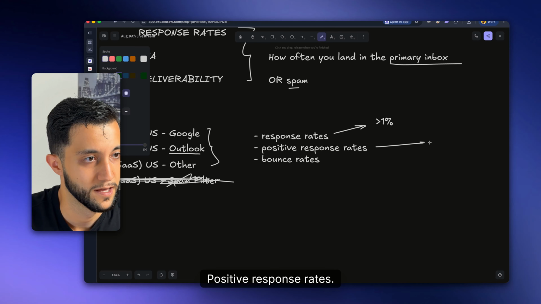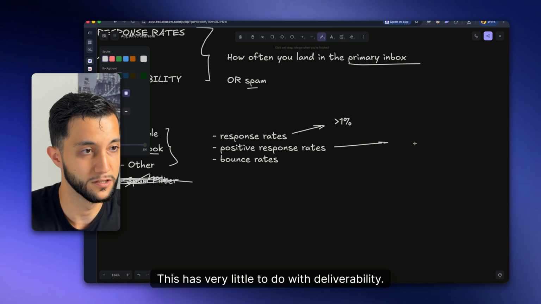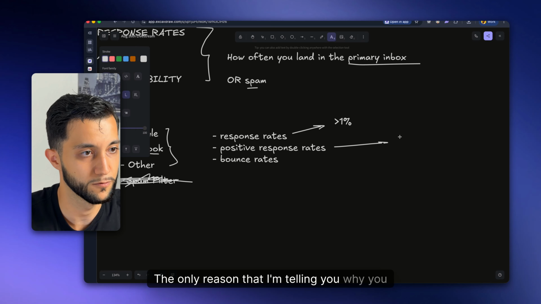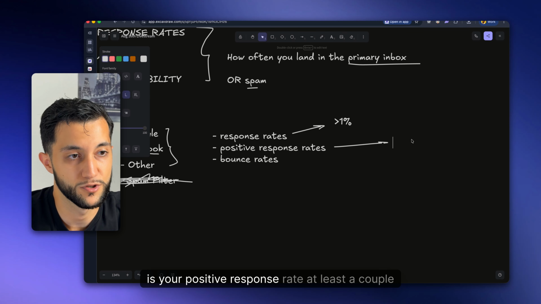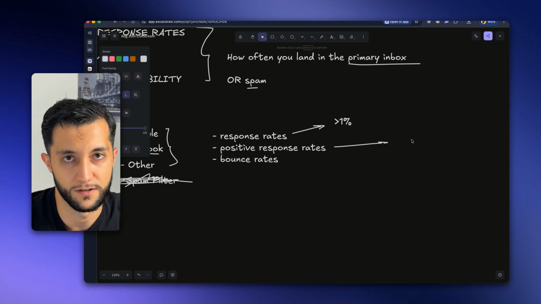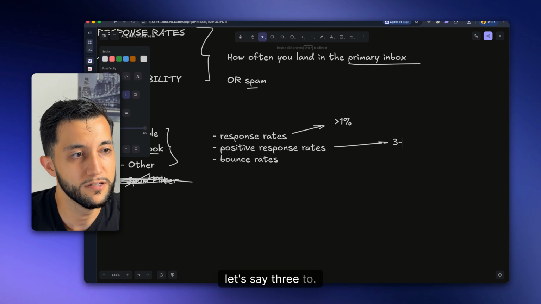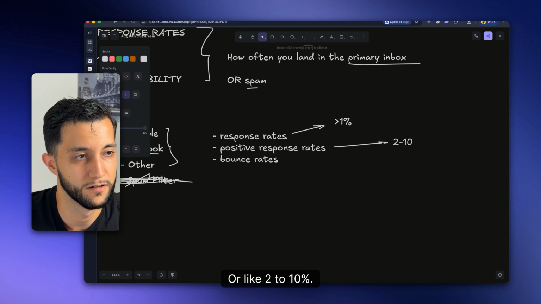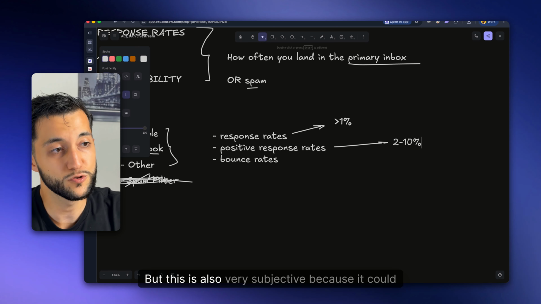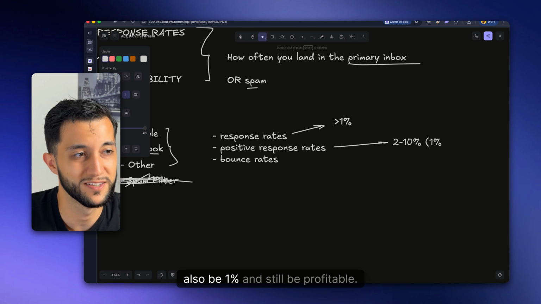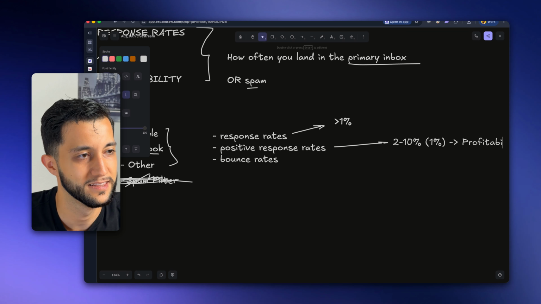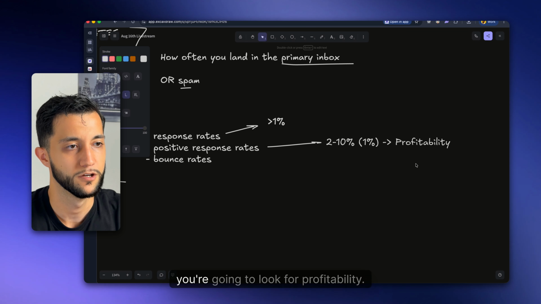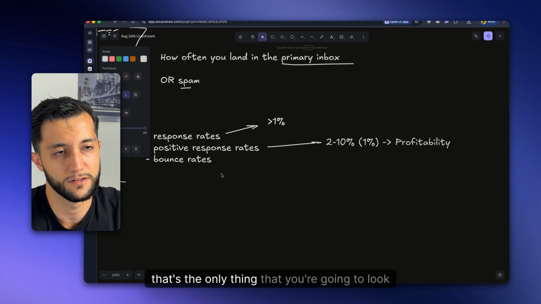Positive response rates have very little to do with deliverability. The only reason I'm telling you to look at this is, if you have a decent response rate, is your positive response rate at least a couple percent, let's say 2 to 10%? But this is also very subjective, because it could be 1% and still be profitable. So just look for profitability. That's the only thing you're going to look for.